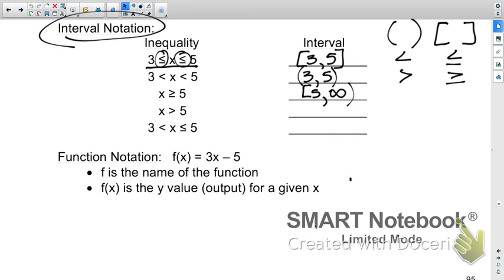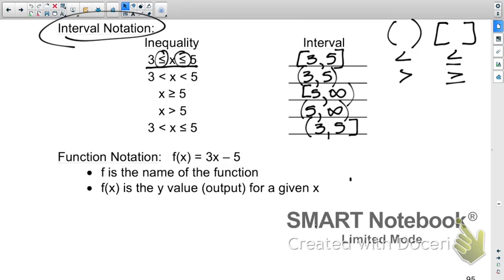The only difference on the next one would be we also start with a parentheses. And you can mix the two like you see in that middle one and on this last one. How would you write this last one? Parentheses 3, comma, 5, bracket. Is this something we remember from last year?